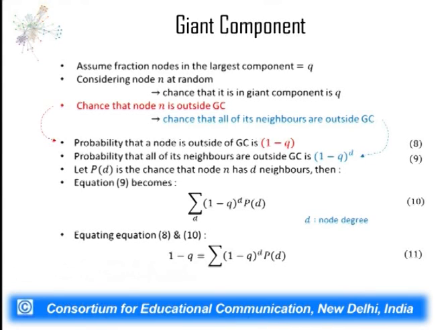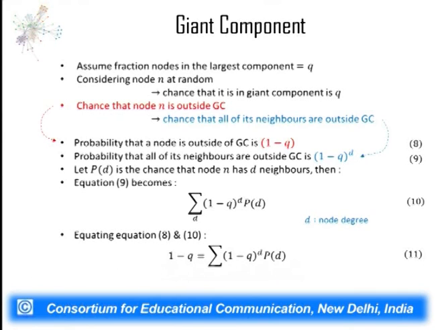Say the giant component comprises 60% of the total nodes in the network. Then q is nothing but 0.6. So, if I take any node at random, the probability that this particular node lies in the giant component will be nothing but 0.6. Okay, so this is how it is done.